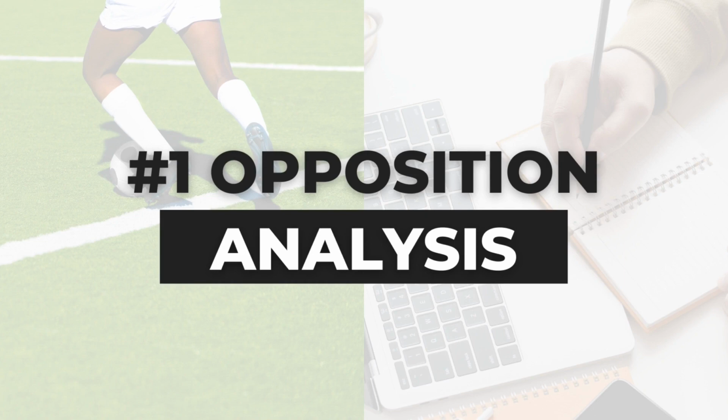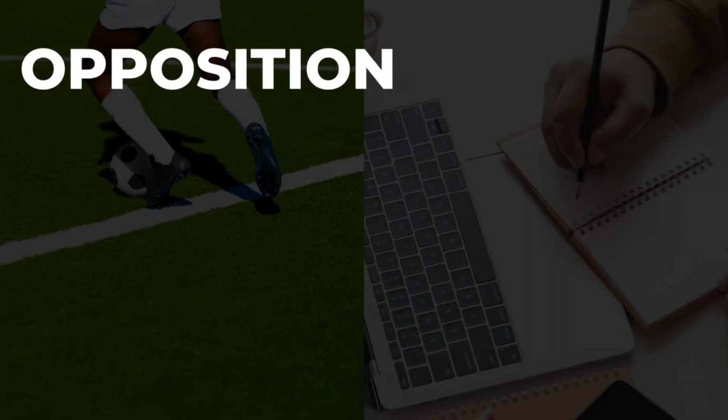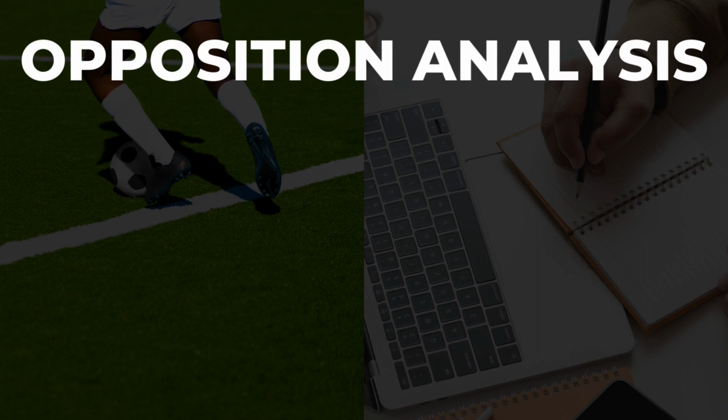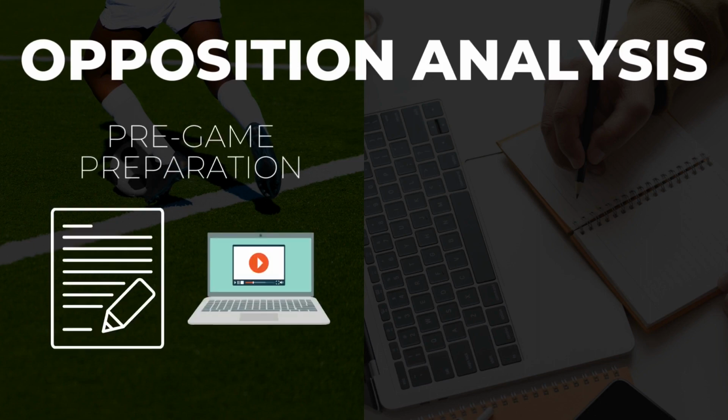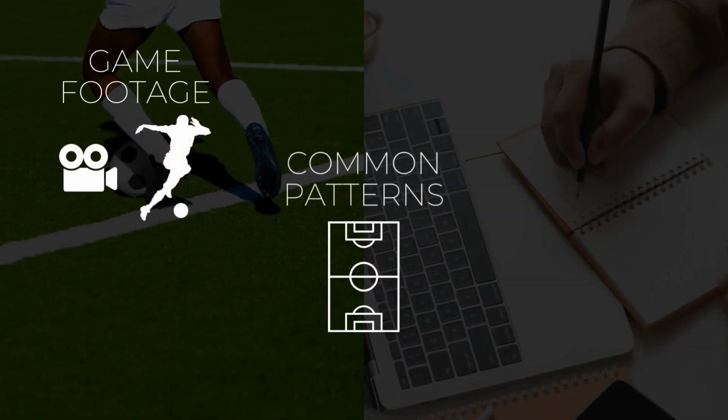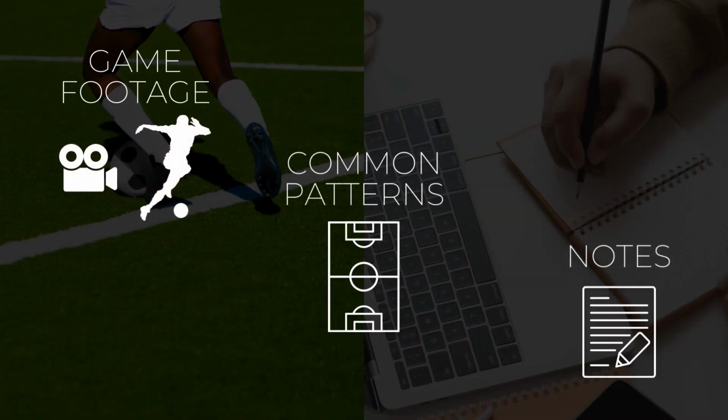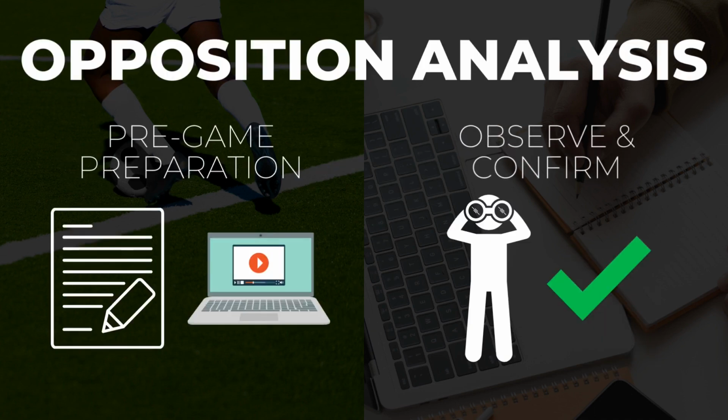Let me be more specific though. First things first, opposition analysis is a task you probably should complete prior to the game as part of your preparation, not in-game. The last thing you want is to head into kickoff knowing nothing about your opponent's style of play, strengths, and weaknesses. Instead, go over some game footage, notice the most common patterns of their game, and take notes. Once the game starts, all you gotta do is observe the opposition and confirm that what you and your team have studied the past few days is correct and that you can proceed as planned.